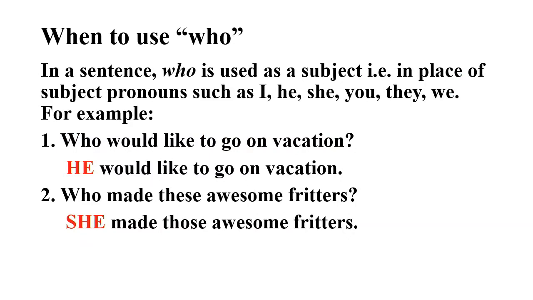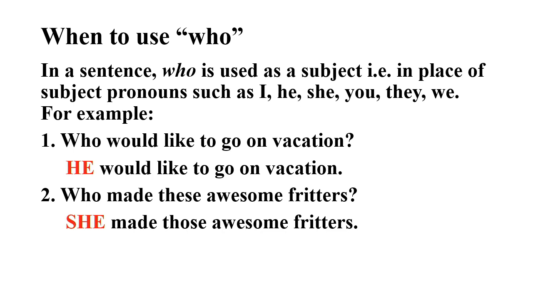So when do we use who? In a sentence, who is used as a subject. We said that already. It's used in place of those subject pronouns. For example, he would like to go on vacation. I could substitute and say, who would like to go on vacation? He would like to go on vacation. Or, who made those awesome fritters? She made those awesome fritters. So right away you see that who is interchangeable with subject pronouns.